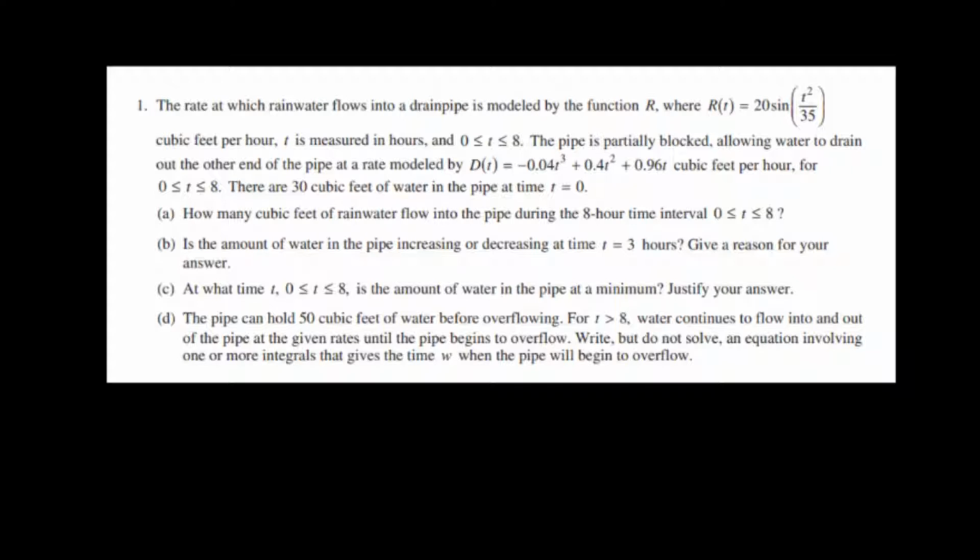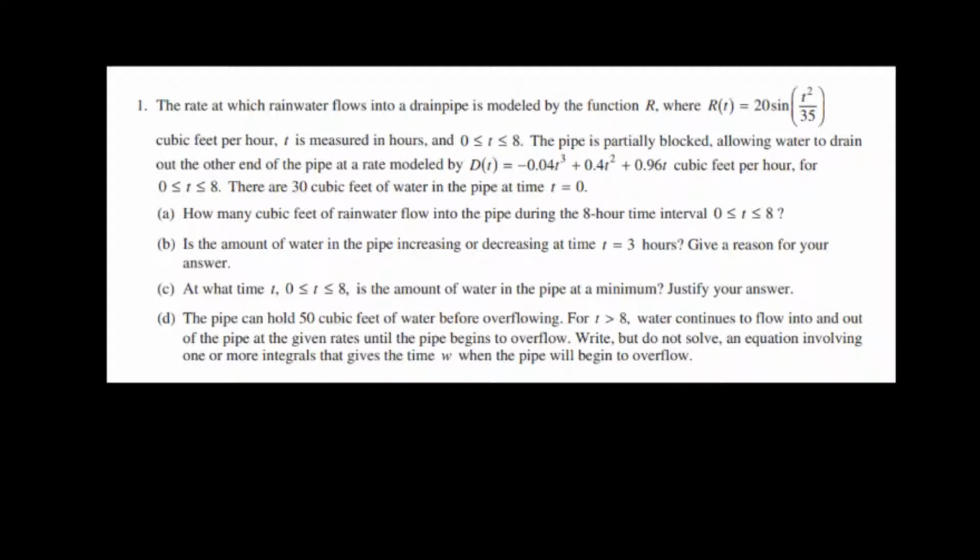The pipe is partially blocked, allowing water to drain out the other end of the pipe at a rate modeled by d of t is equal to that expression, cubic feet per hour, for the interval 0 to 8 inclusive. There are 30 cubic feet of water in the pipe at time t equals 0.